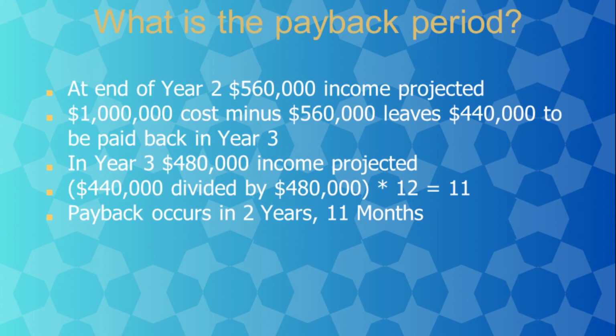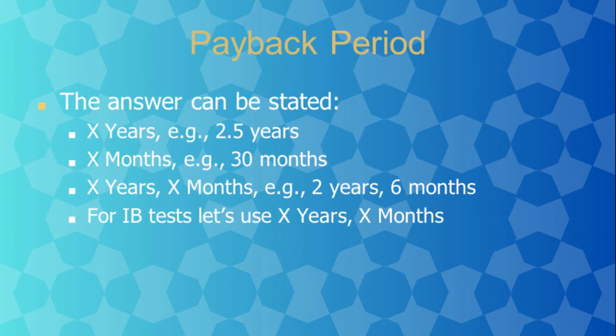At the end of year 2, $560,000 is projected. Subtracting this from the $1 million cost leaves $440,000 to be paid back in year 3. With $480,000 projected in year 3, the payback period is 2 years and 11 months. The payback period can be stated in years and months, for example, 2.5 years or 30 months. For IB tests, use the format of X years and X months.